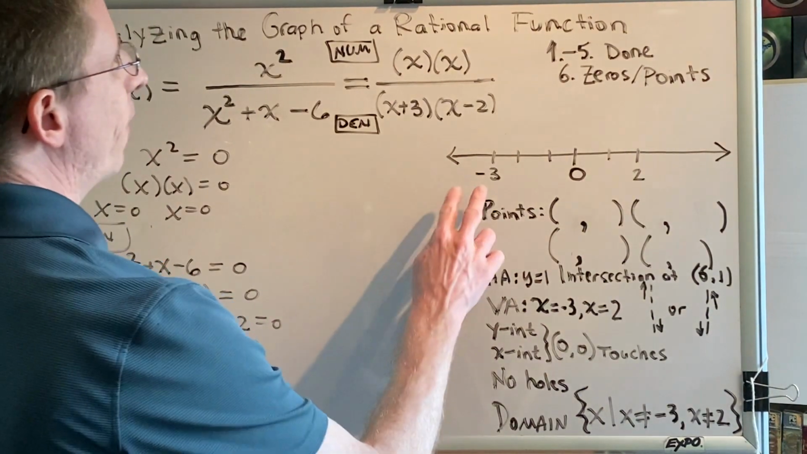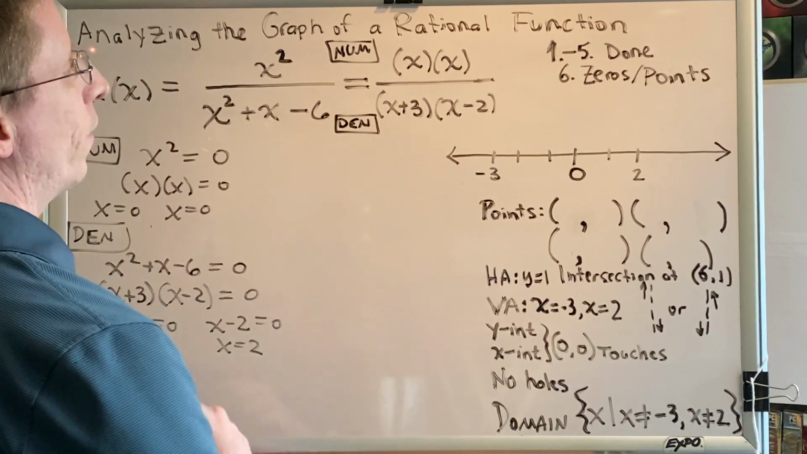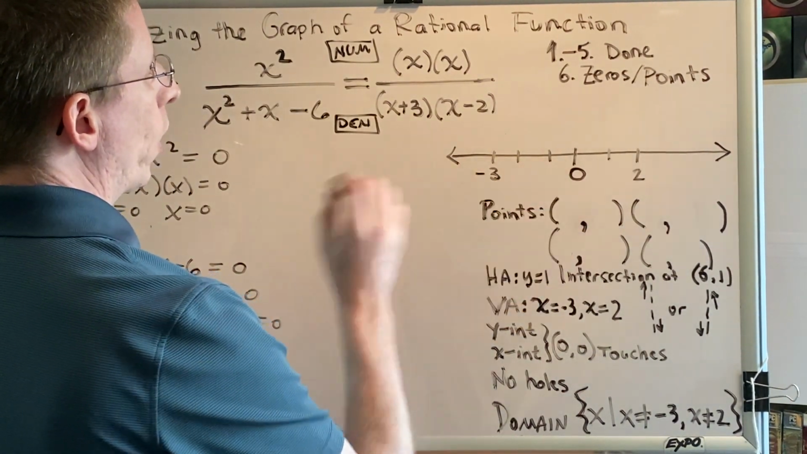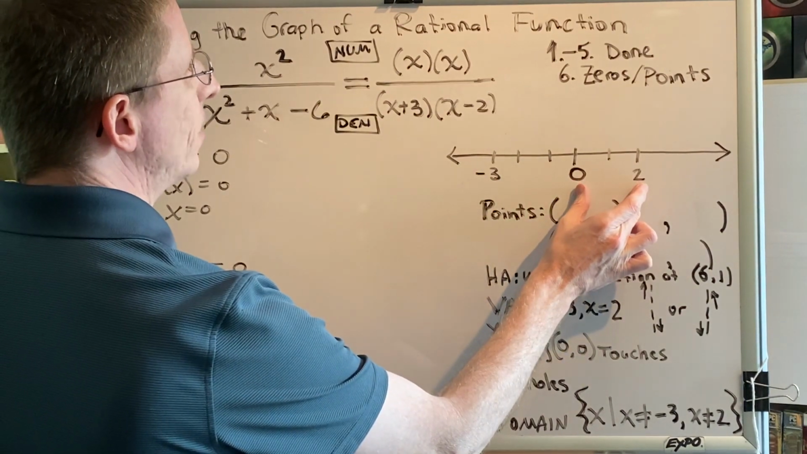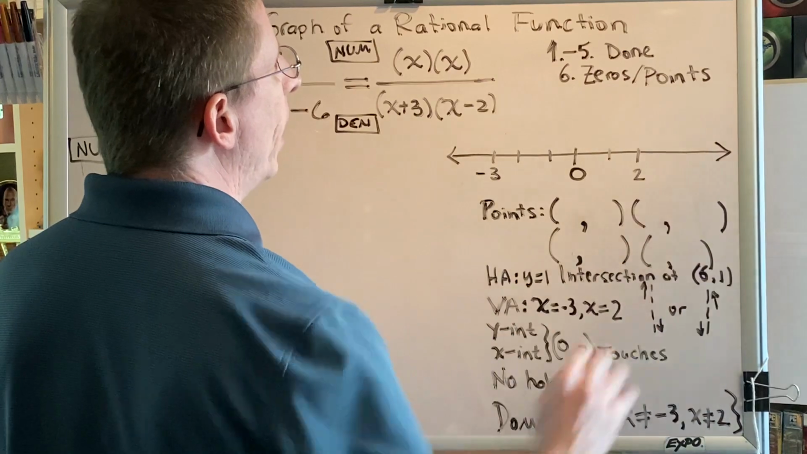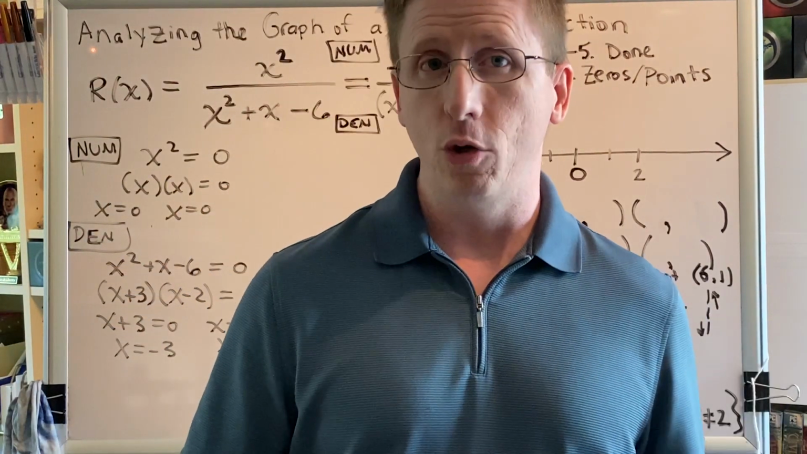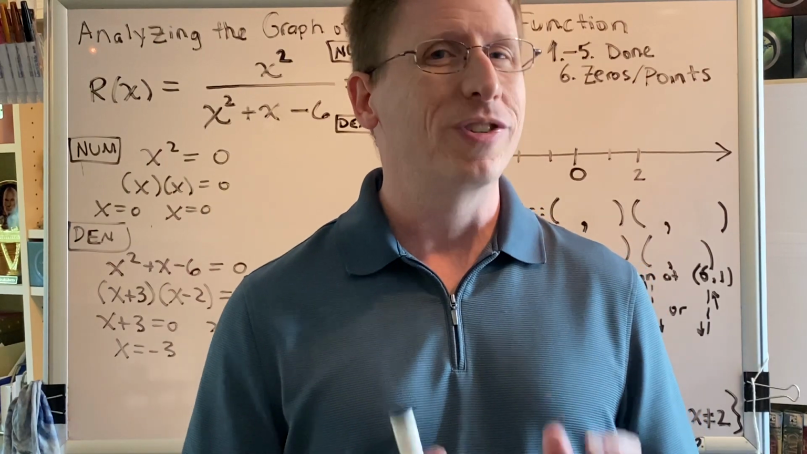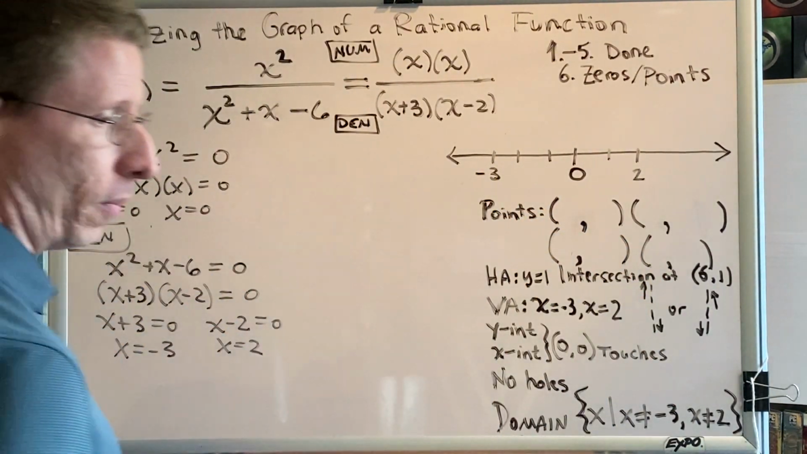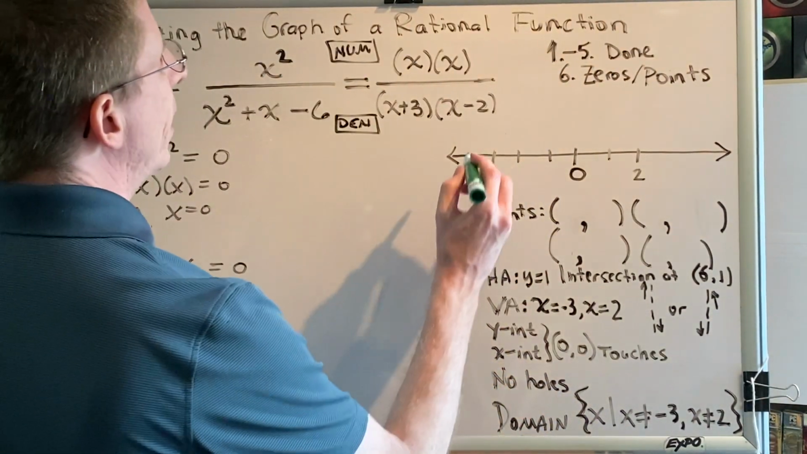We're going to find a value of x that is less than negative 3. We're going to find another value of x that is between negative 3 and 0. We're going to find another value of x that is between 0 and 2. And we're going to find another value of x that is bigger than 2. We are using this value of x to plug into our original function. So we want to use convenient numbers, not messy numbers. So let's go ahead and make that selection in each one of our intervals.